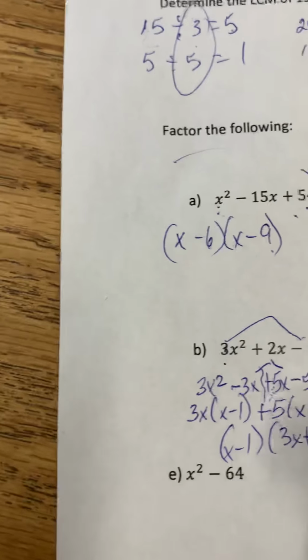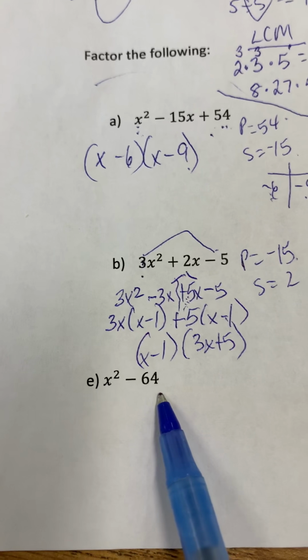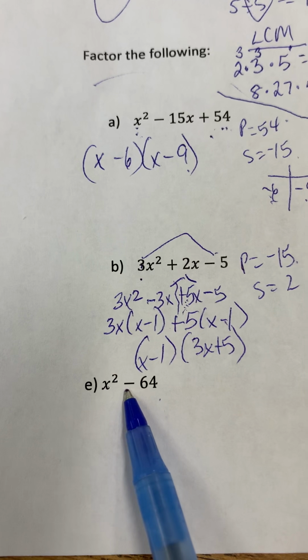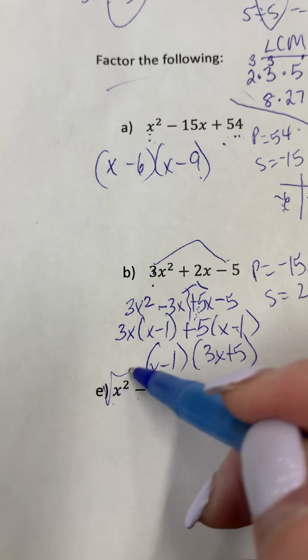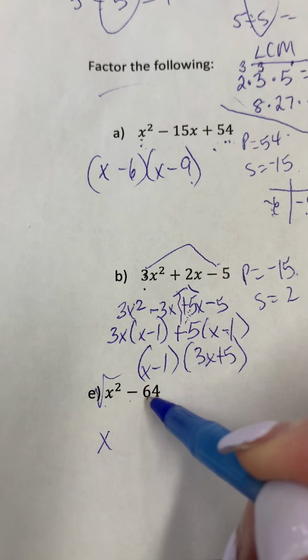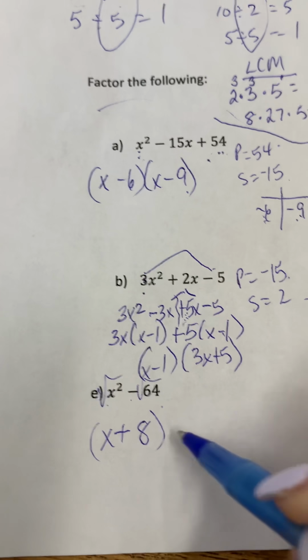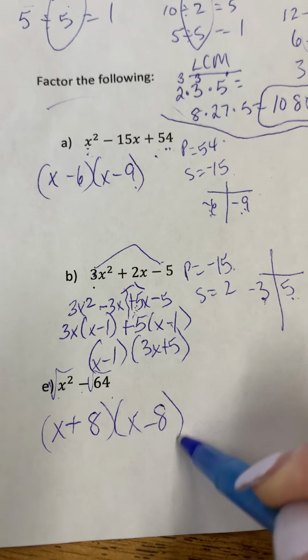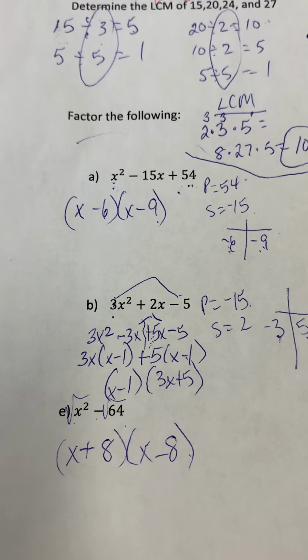Last one, difference of squares. We know that it is this type of factoring because there's only two terms. It's a binomial separated by a subtraction sign. Perfect square, perfect square. How do we do this? Find the square root of x squared, which is x. Find the square root of 64, which is 8. We make one of these positive, and we make the other one a subtraction sign, and that negates that middle term, and that's how we get back to a binomial.